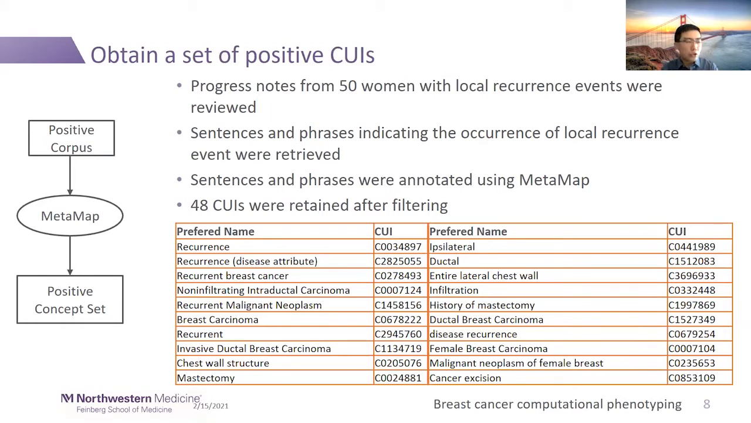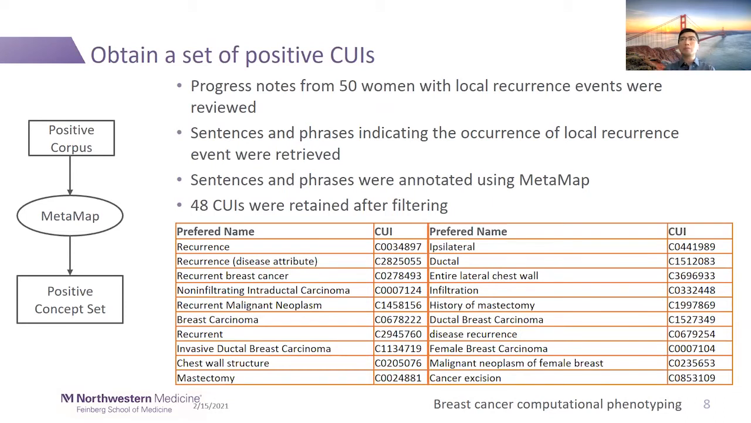Our observation is that in correctly predicting whether the patient has recurrence or not, a few concepts are key: if the patient has them, that greatly increases the probability that the patient has recurrence. Those concept unique identifiers we call positive CUIs.